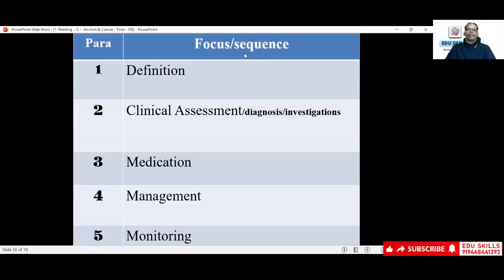This is what I told you, the focus. In Part A, I explained the strategies, and I told you there is a focus or a sequence between the 4 texts in Part A. Something similar to definition, clinical assessment or diagnosis, nursing, medication management, and all those things I explained to you. It can be monitoring, the other one.